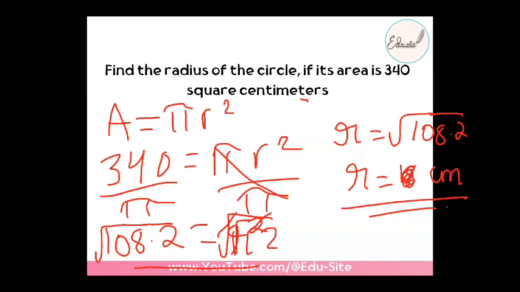You told me that you do not have a calculator, right? Okay, no problem. I'll just solve this for you. Root of 108.2 is equal to 10 point.